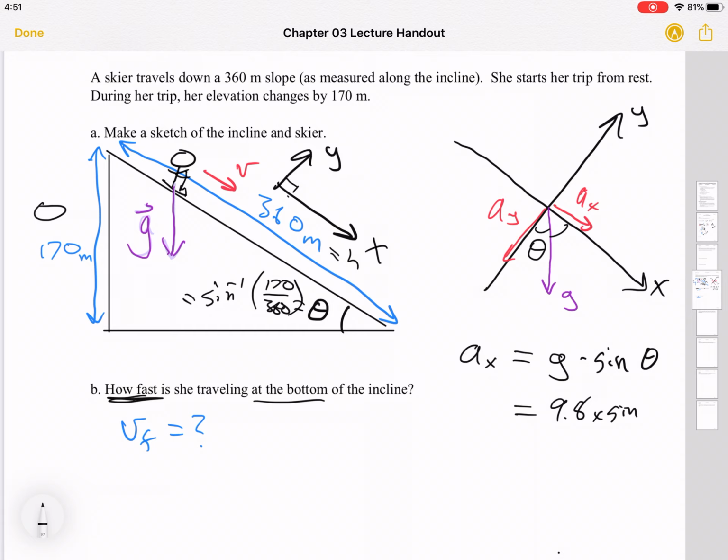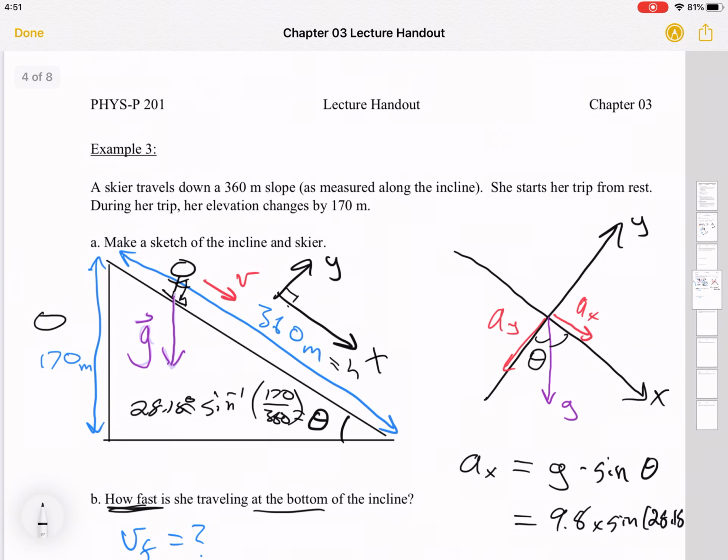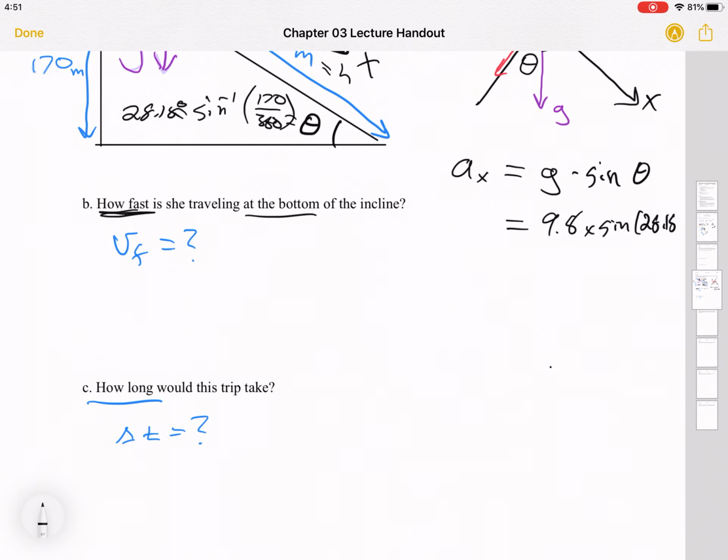That turns out to be 28.18 degrees. Need to be careful here to keep your calculator in the proper settings, right? You want this to be in degrees, otherwise you're going to get an answer in radians, which would be okay. I guess you could go back and plug in radians here, but in other problems where you're starting with the angle, your calculator needs to be in the right mode.